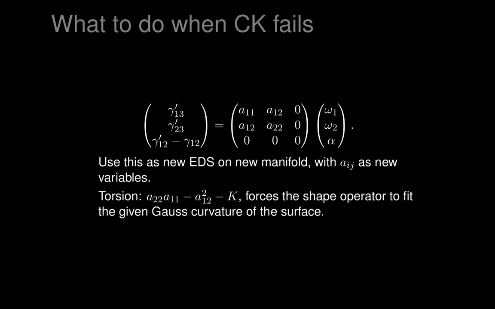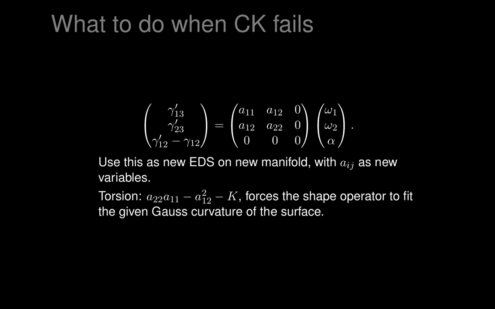And we've discovered it in a sort of automatic manner. We've written down an exterior differential system which describes isometric immersions, and automatically we failed to have integral manifolds for a simple reason: we hadn't imposed this Gauss equation. Now that we've gone to the new exterior differential system by adding the AIJs as new variables, we've automatically found that the torsion forces this Gauss equation.